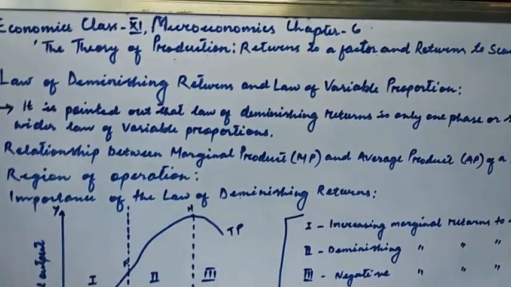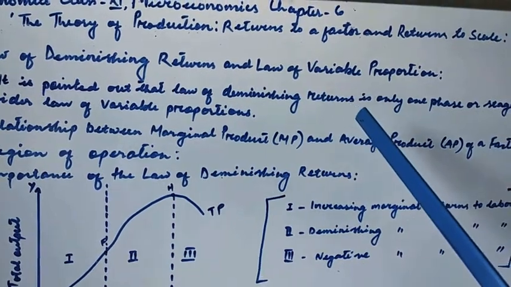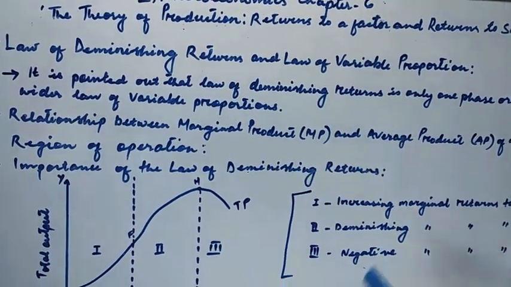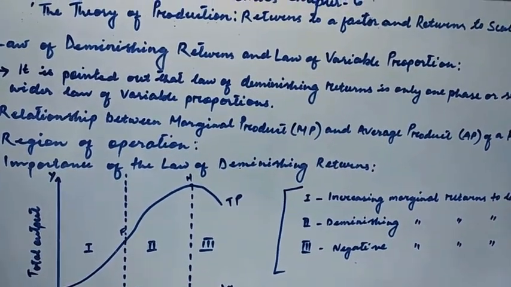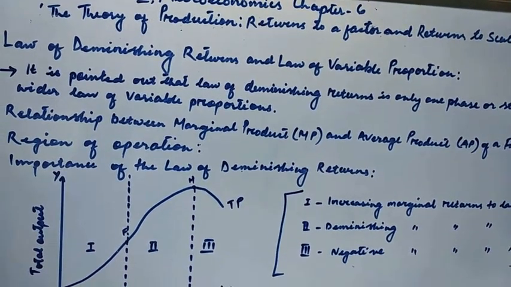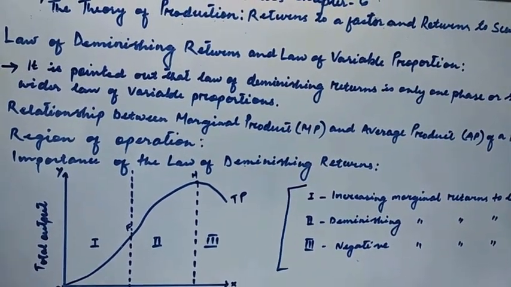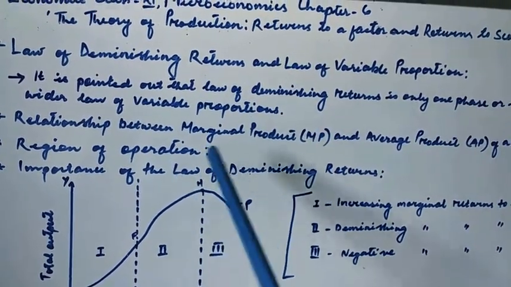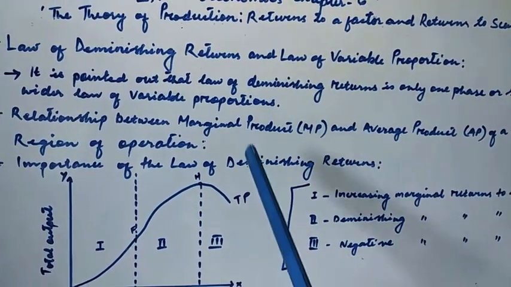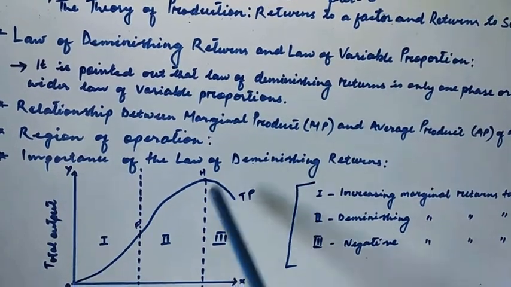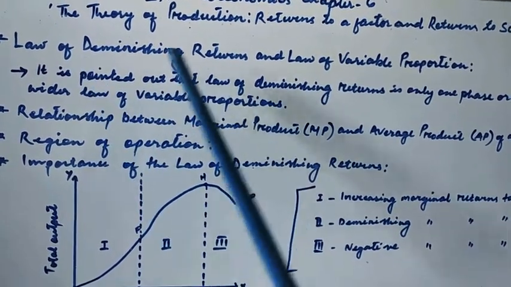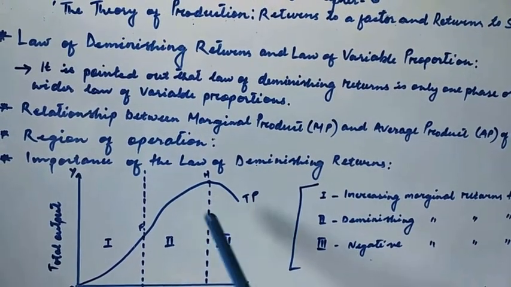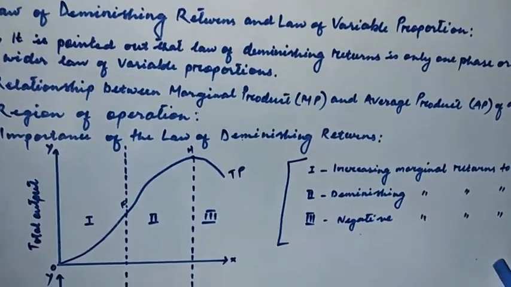They point out that the law of diminishing returns is only one phase or stage of the wider law of variable proportion. So even if they might be the same, some authors have pointed out that the law of diminishing returns is just one stage or one part of the law of variable proportion. Under this law of variable proportion, we have certain stages, and the law of diminishing returns comes under the wider, bigger law of variable proportion.